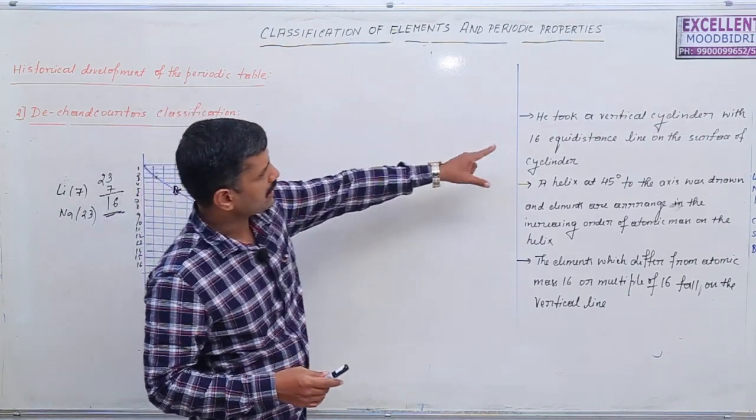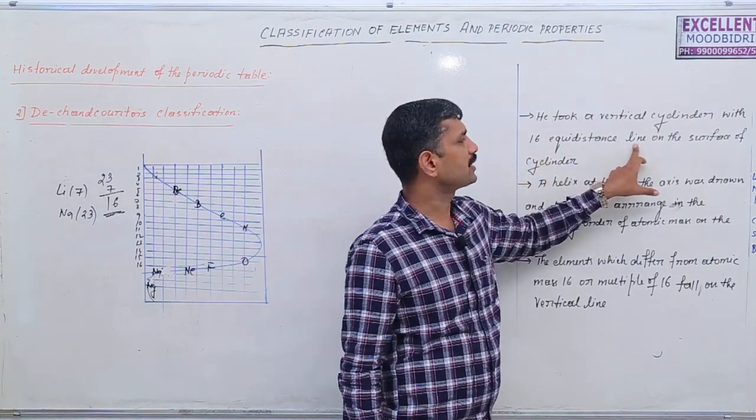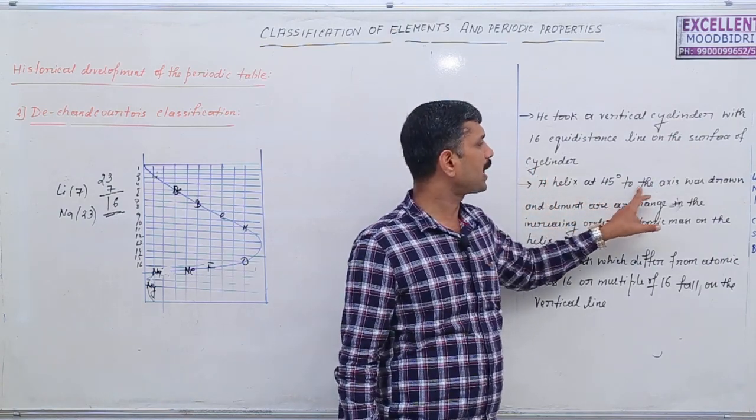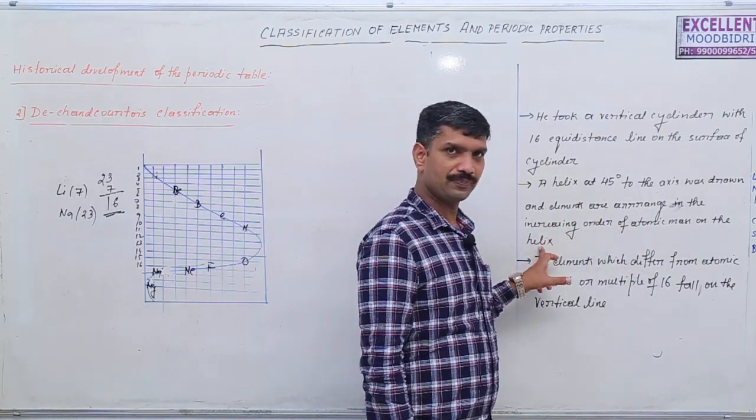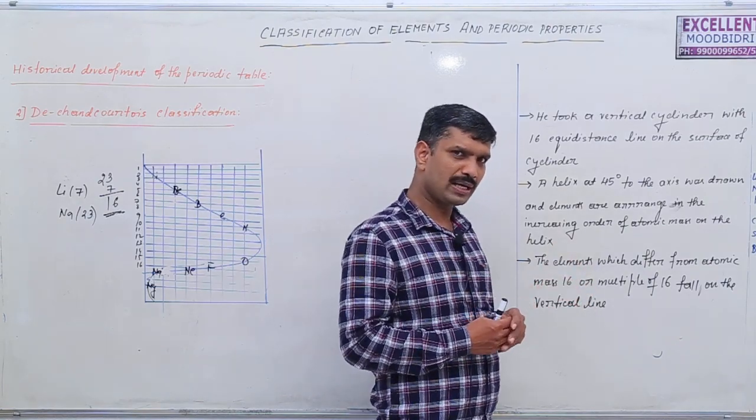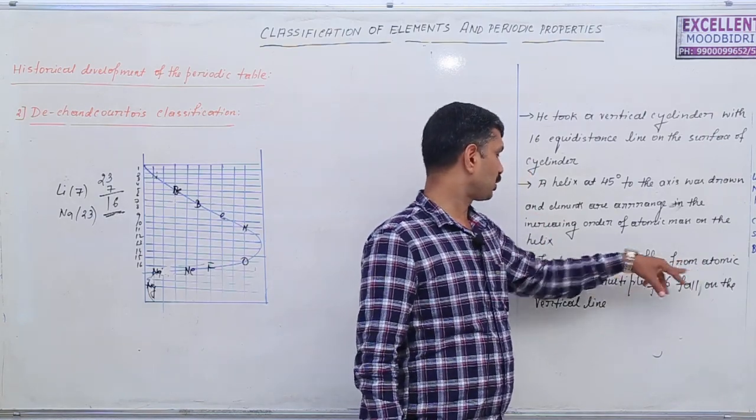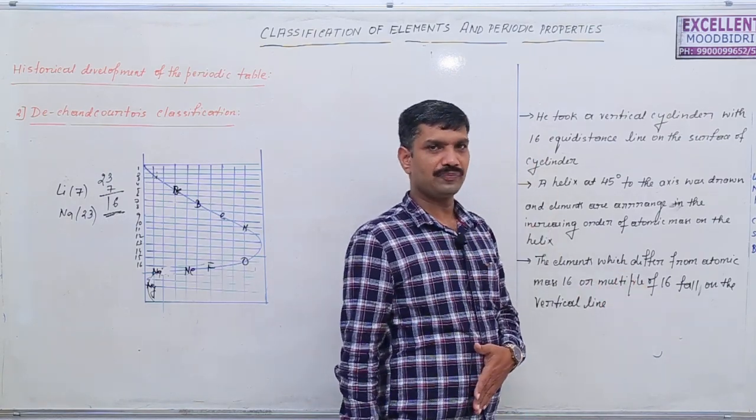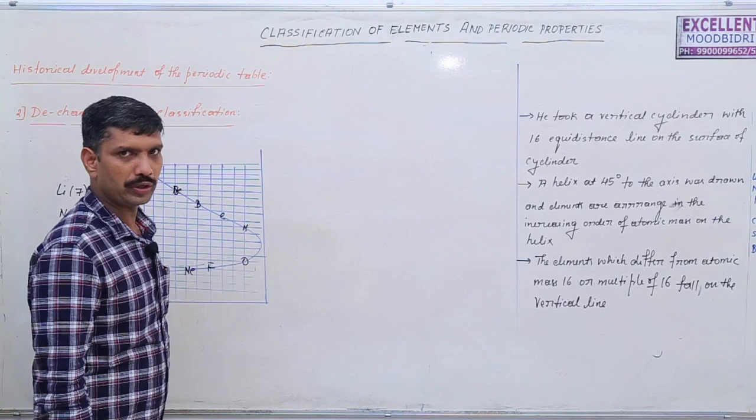Here I write some points. He took a vertical cylinder with 16 equidistant lines on the surface of the cylinder, then a helix at 45 degrees to the axis was drawn, and elements were arranged in increasing order of atomic mass on the helix. When elements are arranged in this way, you observe that the elements whose atomic masses differ by 16 or multiples of 16 fall in the same vertical line. So these are some important points of the De Chancourtois classification of the periodic table.